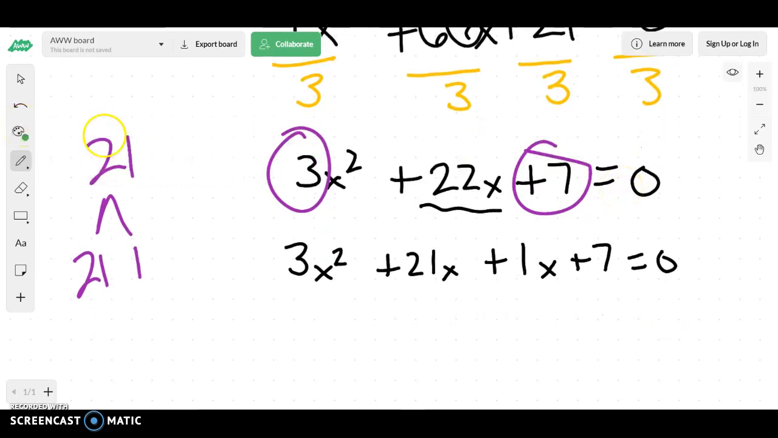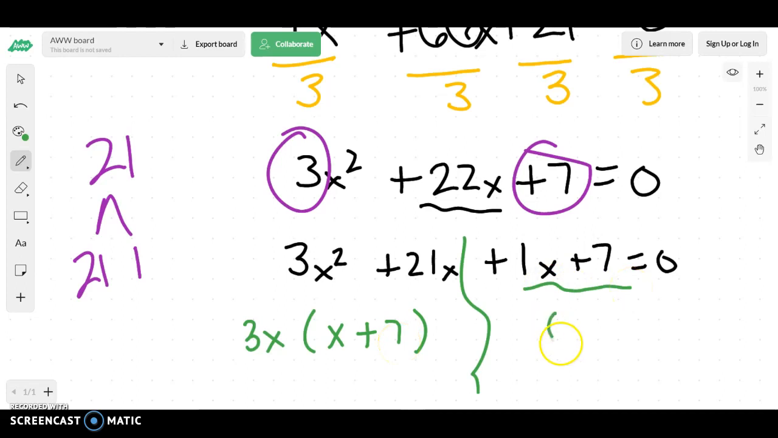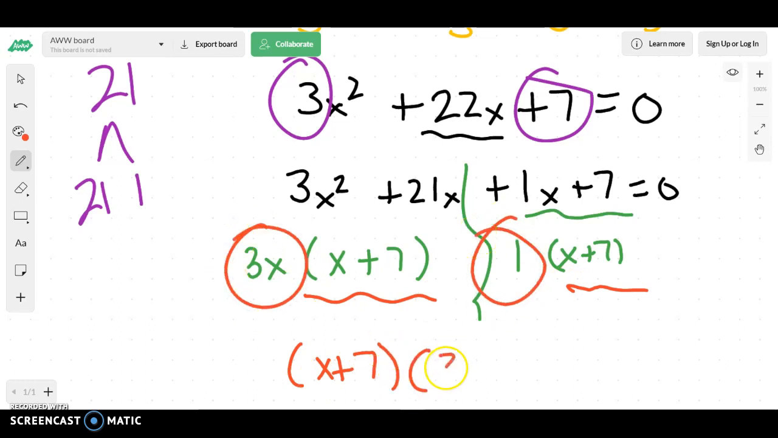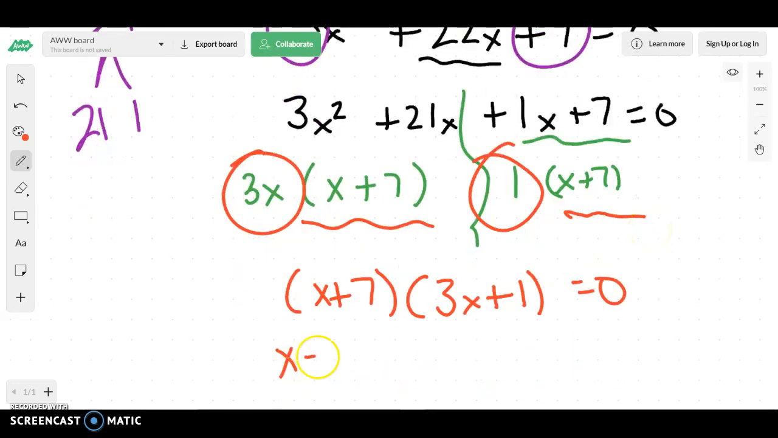We'll then go through and cut this thing in half, factor out the front side, giving us a 3x. That'll give us x plus 7. We'll factor out what we can factor out of here, which should only be a 1, because 1 and 7 are only divisible by 1. We'll again take the things that are the same, which is x plus 7, and we'll take the things left over, which is 3x plus 1. Set them equal to 0. This one again is easy to see, which is negative 7. This one again is harder to see, but it's x equals negative 1/3.